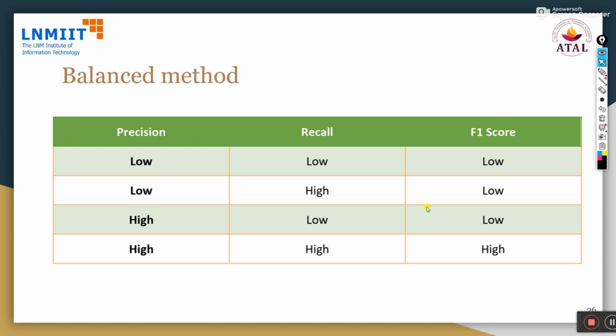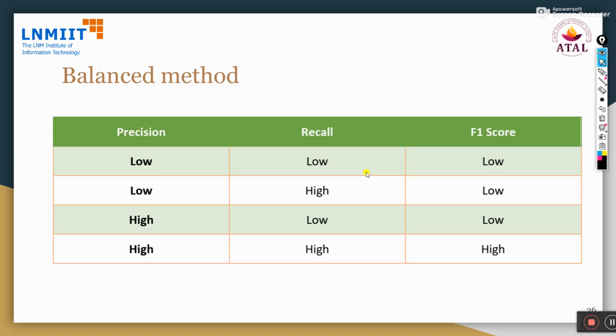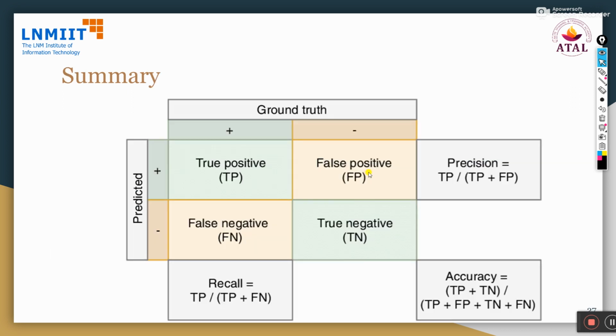How are they even making sense of F1 score? How are they saying that if one is low and one is high, it's going to be low? Can we have some values inside this formula, so we can see that impact over there?